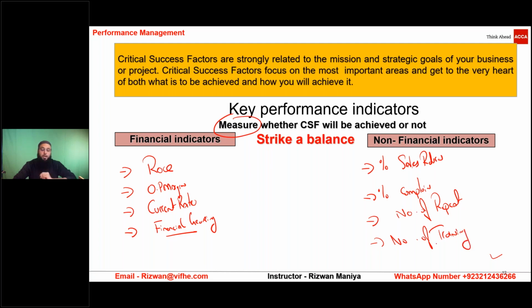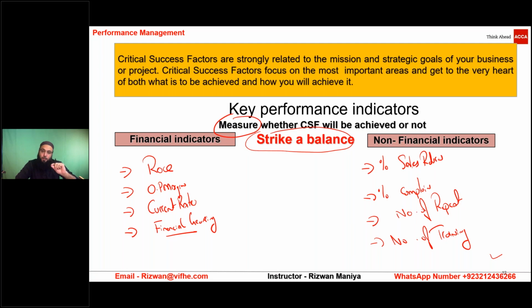This is a very core area of your paper, and that's non-financial. So keep in mind that non-financials are very important for an organization. Importance should not be given just to financials, but must be given to non-financials as well. That is why we say we need to strike a balance between financial and non-financials. If you want to perform well in the performance measurement area, non-financial should be your strength.